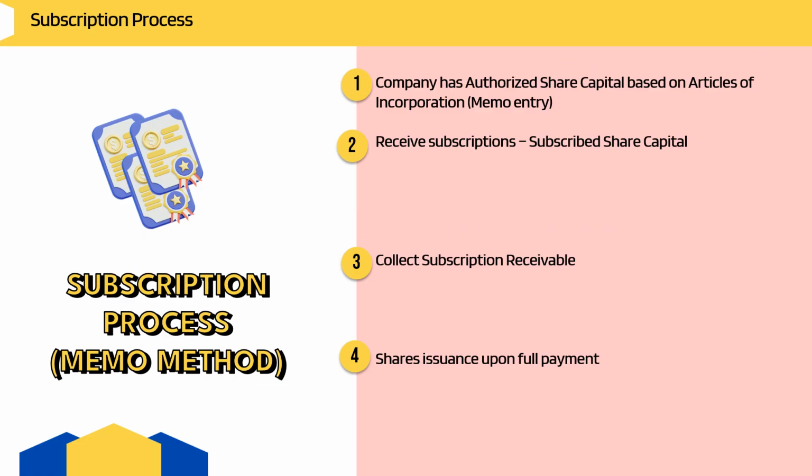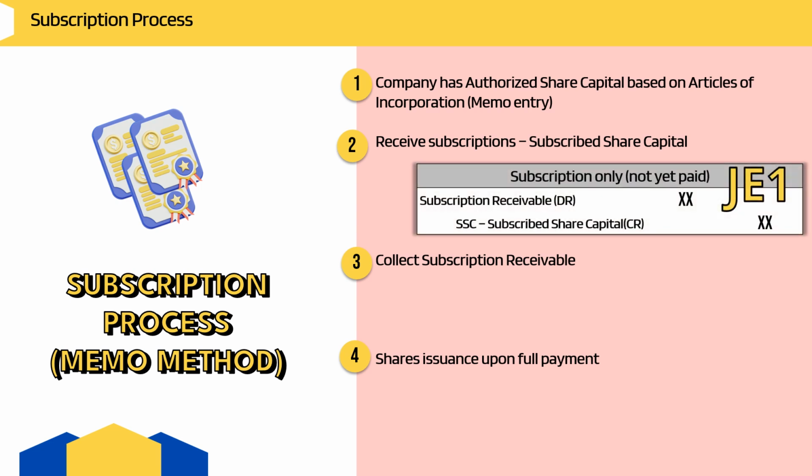So now, how does the subscription process look like? So in the book, you'll see that there are different methods. For us to simplify the process, we will follow what we call the memorandum method, right? So the idea here is this. First step is that magpa-file ka, diba, ng Articles of Incorporation. Now, you will have what you call your authorized share capital or the total amount of capital that you can issue to your shareholders. Now, mangyayari dyan in step 2, magkakaroon ka na ng mga owners that want to subscribe to your share capital.